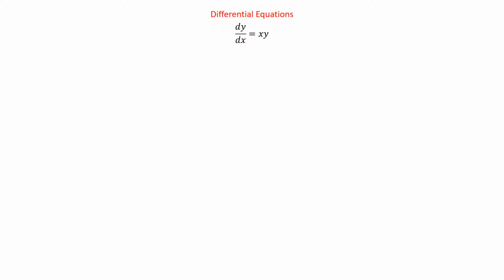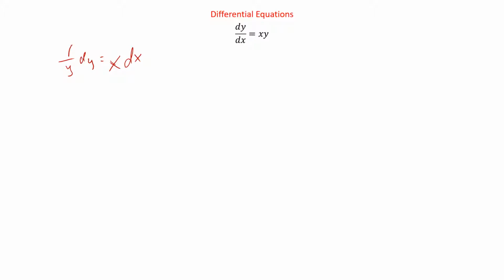So to separate them, we need to get all the y's to one side, that includes the dy, and all the x's to the other side. It may involve factoring before doing that, and then you're going to divide to move them. In this case, we can just divide by y and multiply by dx to get 1 over y dy equals x dx.